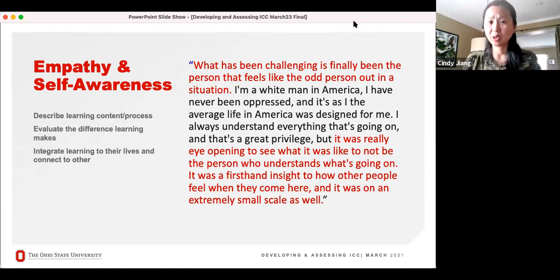I always understand everything that's going on, and that's a great privilege, but it was really eye-opening to see what it was like to not be the person who understands what's going on. It was a firsthand insight into how other people feel when they come here, and it was on an extremely small scale as well. So, as you can see, the student is really describing the learning experience as well as the intercultural learning content that was integrated into the curriculum. Also using that experience to evaluate the impact of the learning on his perception and perspectives, and able to integrate that learning into his life and connect it to other people that he had very little knowledge of before.